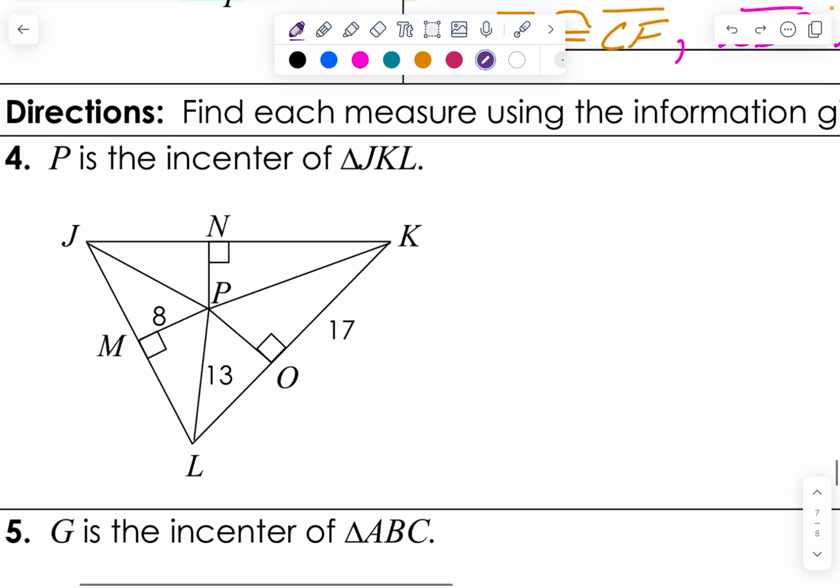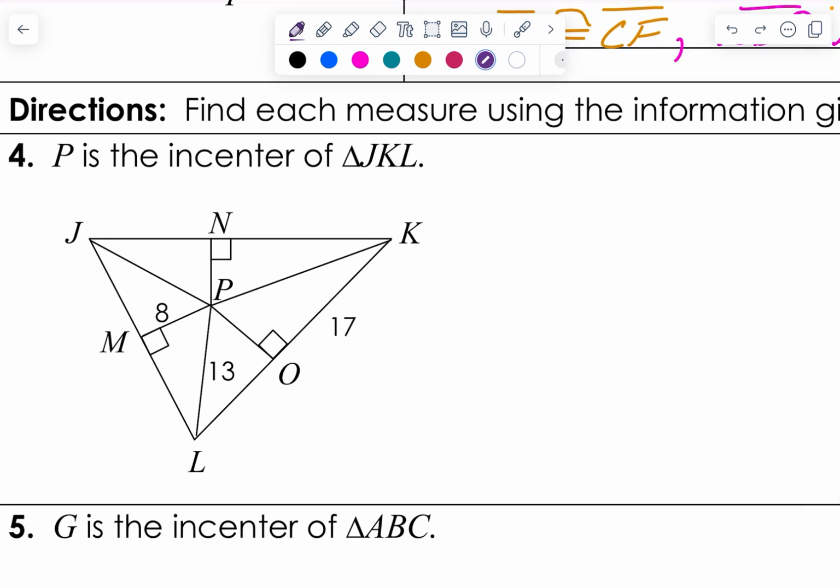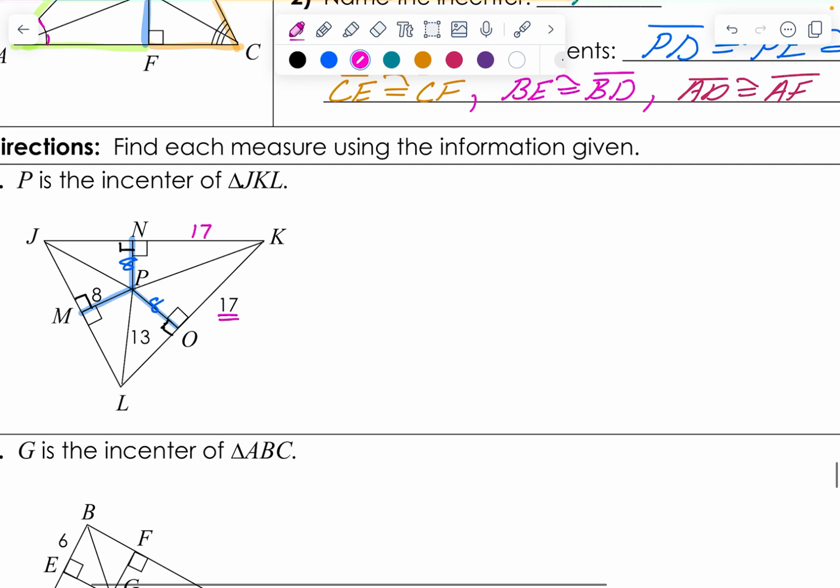So let's look at here. P is the incenter. So right away, I'm going to highlight those three measurements equidistant from the sides. So that means that this is also 8 and this is also 8. And we also have, if we want to look at it the other ways as well, these are all right angles. Now, if this is 17, then that means this is 17. That we can say as well. So let's see what we have over here to fill in.